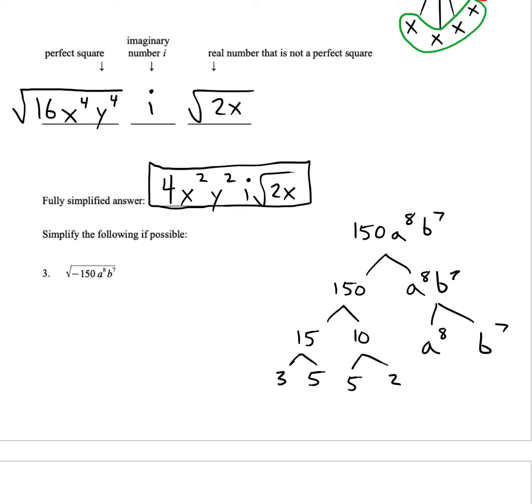I know that a to the 8th is a perfect square. But when it comes to b to the 7th, that's not a perfect square. But it has a perfect square inside it. B to the 6th would be a perfect square. So I'll break it up into b to the 6th times b.